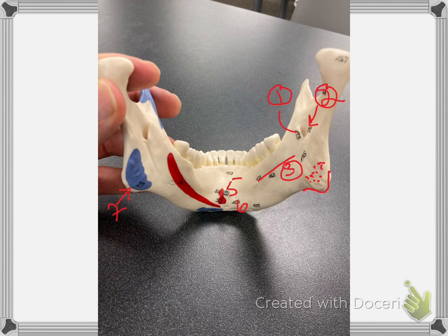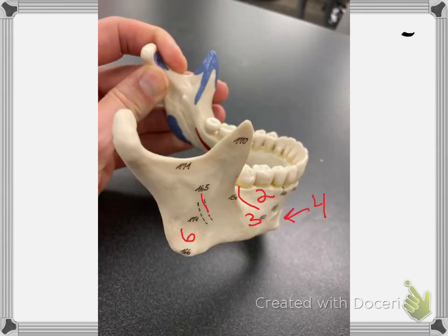Number 3 is our mylohyoid line. Number 5 is our mental spine, where we see the screw right here. Number 6 is the location of our digastric fossa, and then again at number 7 we can see the gonial angle associated with the mandible.